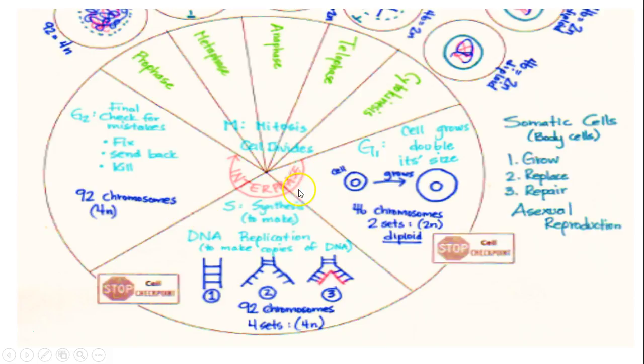But these 3 phases make up the longest phase of the cell cycle, which is interphase, okay? Then we go into the M phase, which I'm going to go into in a little bit. Just know that the M phase is where actual cell division occurs.